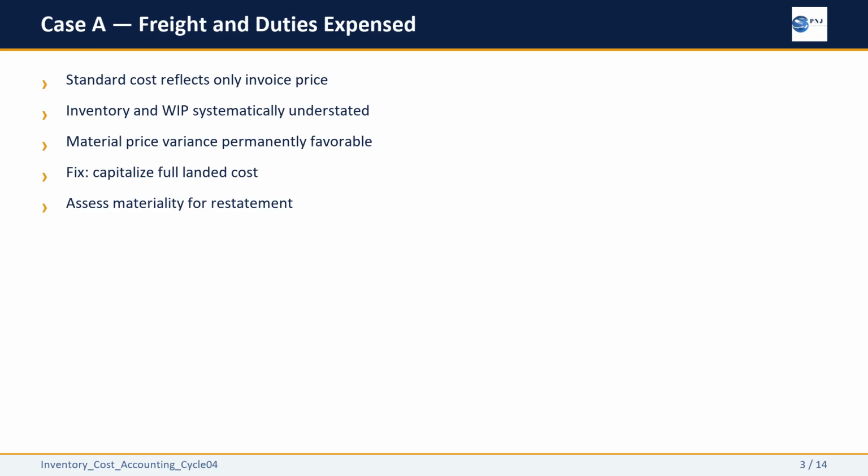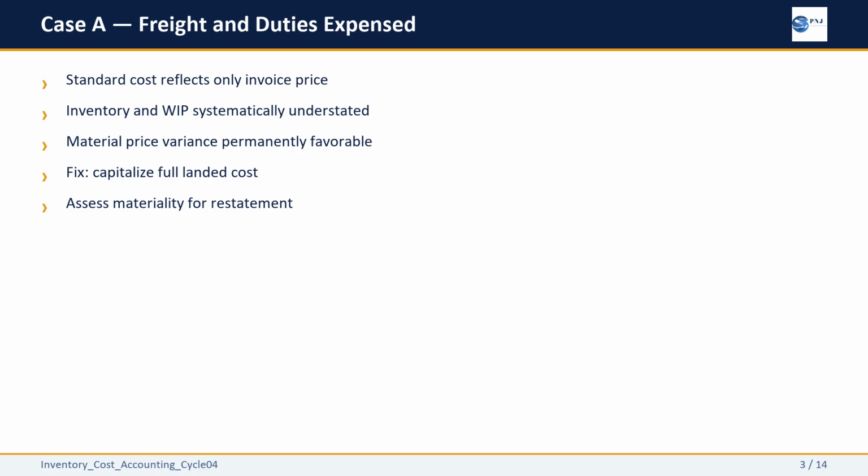Here is the first trap. A company expenses inbound freight and duties, so its standard material cost reflects only the supplier invoice price. The risk is subtle but serious. Inventory and work in process are systematically understated, and cost of goods sold is distorted. Material price variances look permanently favorable because the actual cost is the landed cost while the standard captures only the invoice. The advisory fix is to quantify the cumulative impact.